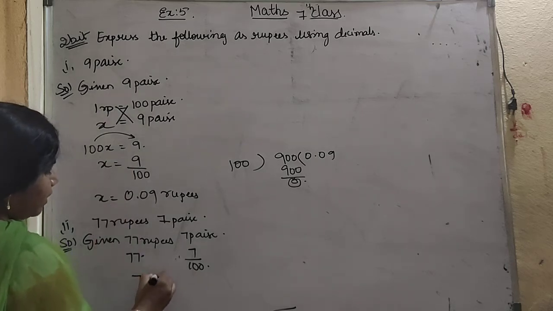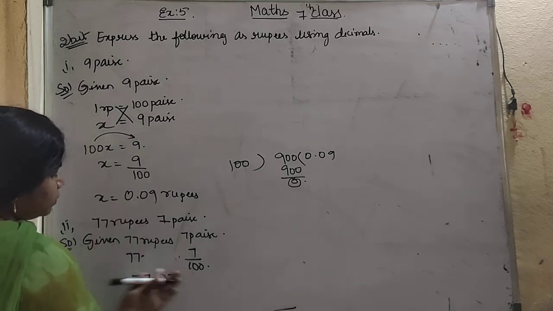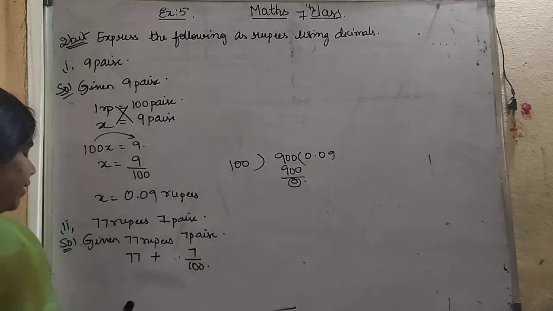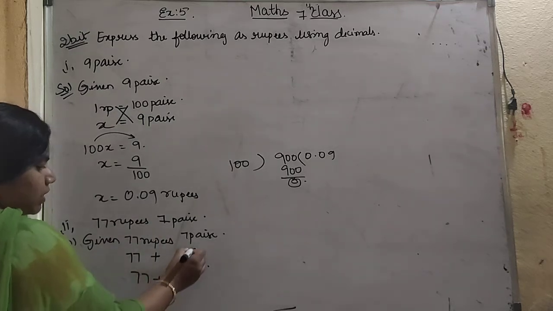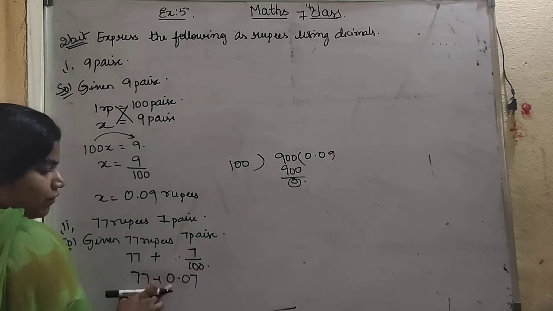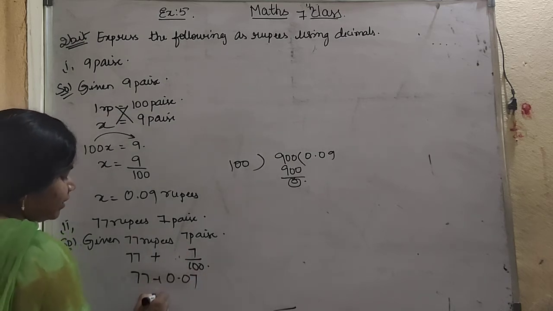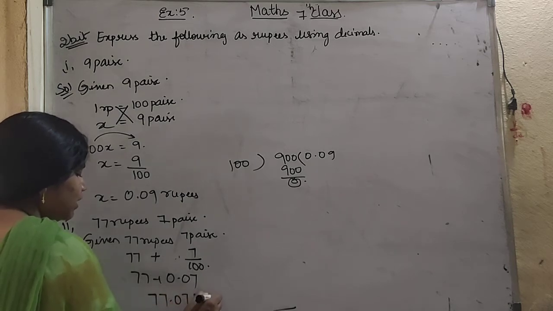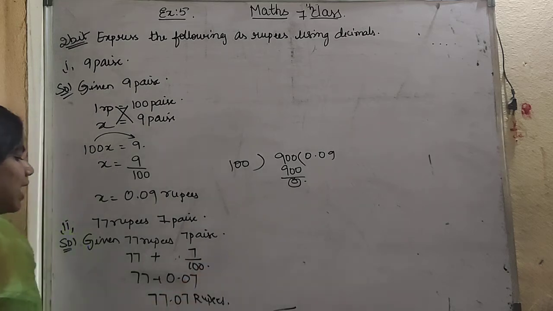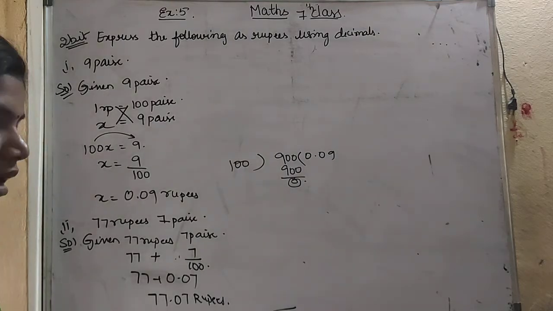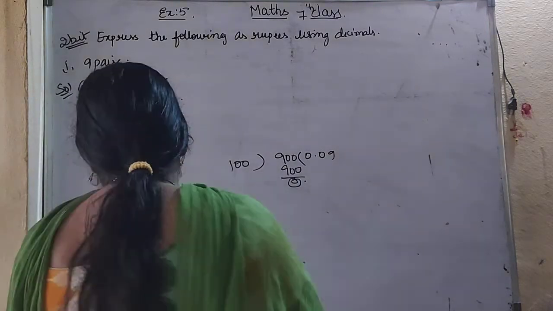So 77.07. How did I write this? 77 plus 7 by 100, and 7 by 100 is nothing but 0.07. In place of this 0, you will get 77. So 77.07 rupees. What is the answer here? 77 rupees 7 paise can be written in the form of 77.07 rupees. So this is our second one.